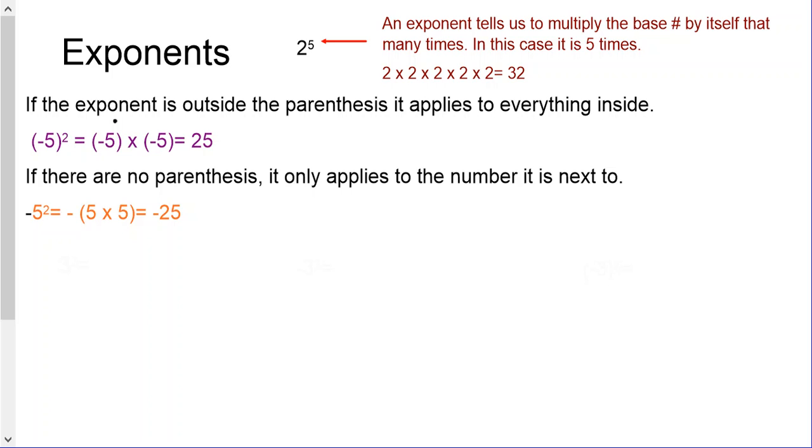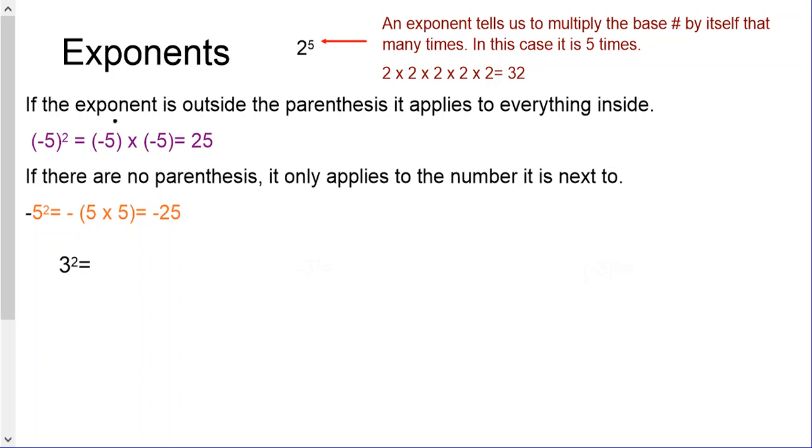If there are no parentheses, it only applies to the number it is next to. Okay, so in this case we have negative 5 squared, and so the exponent is only applied to the 5, and the negative stays outside of that. So we have 5 times 5, which is 25, and then we have to bring that negative back, so our answer is negative 25.